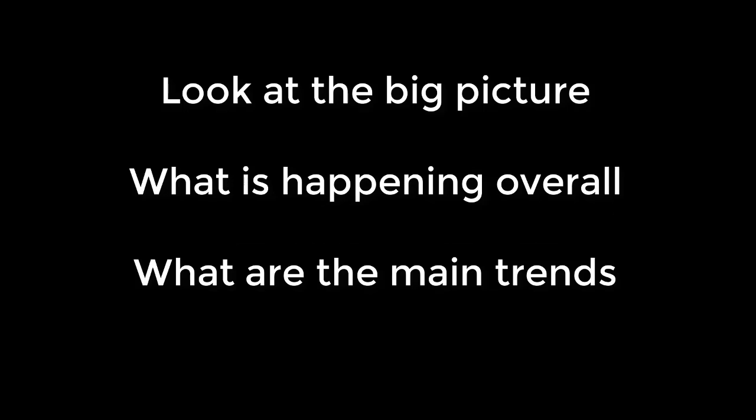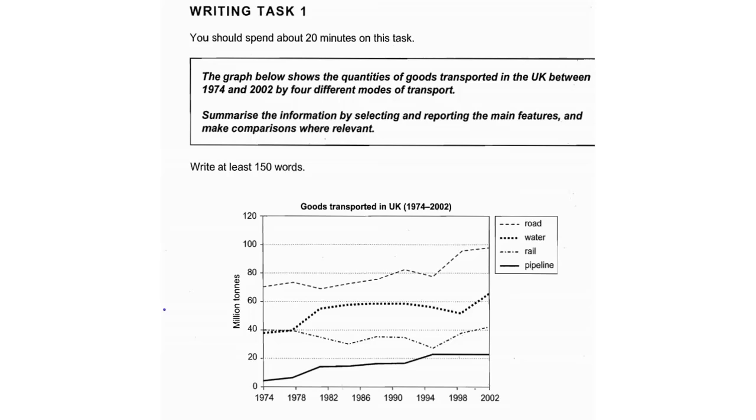The next question concerns what an overview should contain. The overview should contain a description of the big picture. What is happening overall? What are the main trends? If we look at this example prompt, we see there are 4 lines, with 3 of them following a similar trend, and 1 following a different trend.